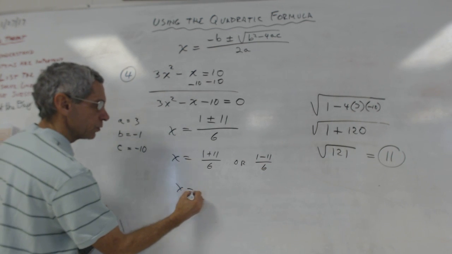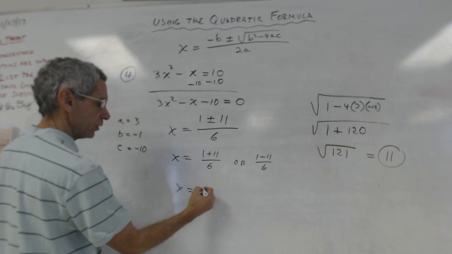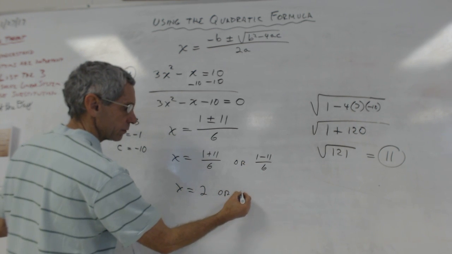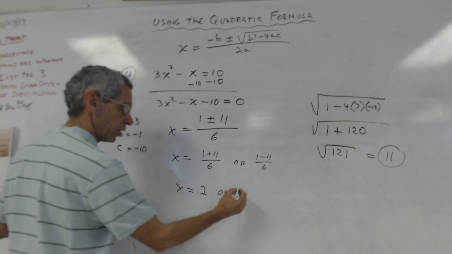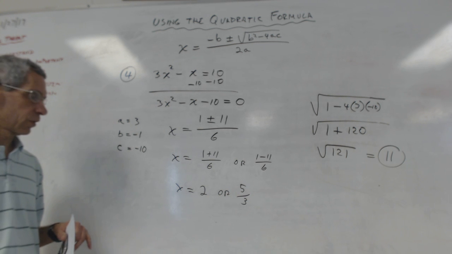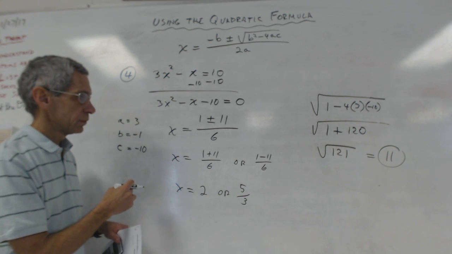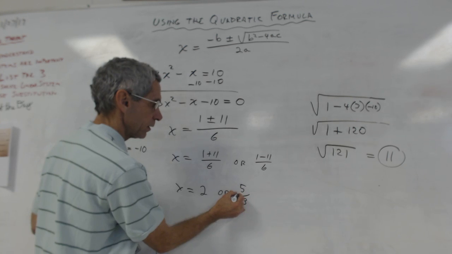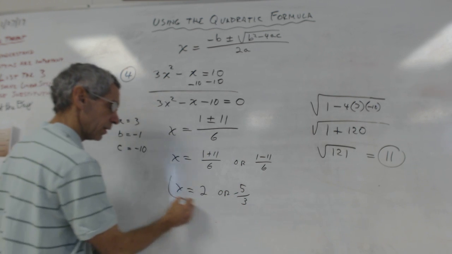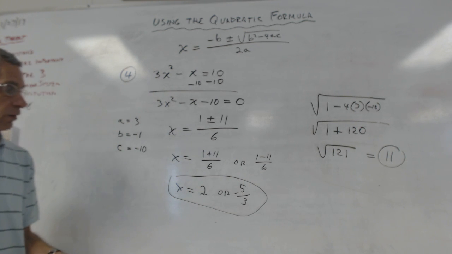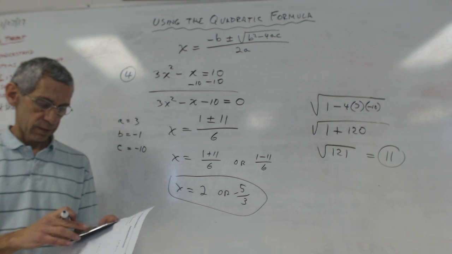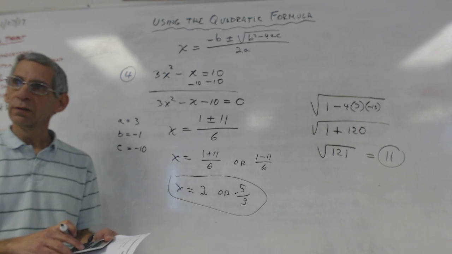So that means x is equal to 12 over 6, which is 2, or negative 10 over 6, which is 5/3. I could just leave it as a fraction. Oh wait, it's negative though, right? That's negative 10 over 6, so negative 5/3. And then I did it. Or I could use my calculator and figure out negative 5 divided by 3, and then I get my answer. Clear? Okay, let's do 4 now.